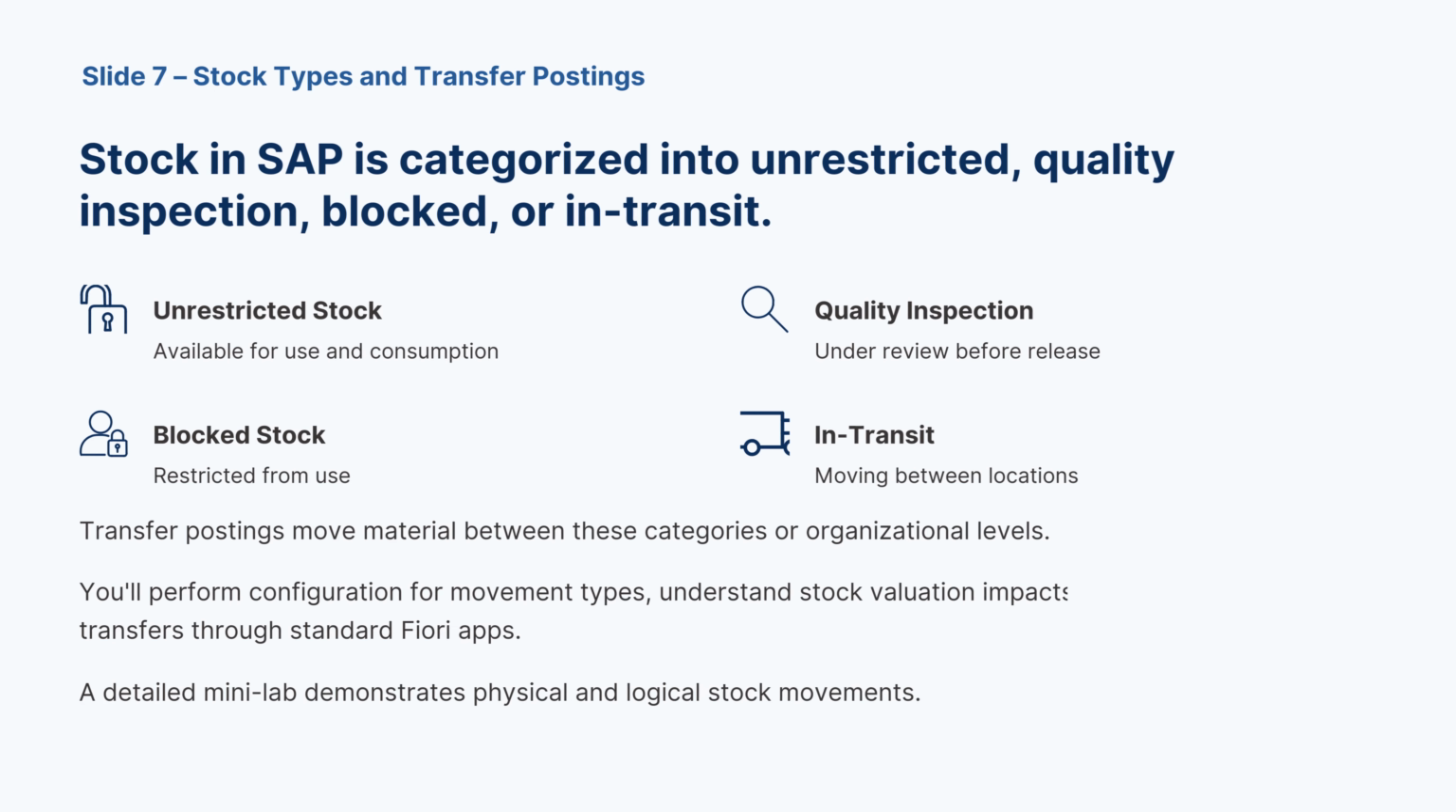Stock types and transfer postings. Next, we'll explore stock categories such as unrestricted, quality inspection, blocked, and in-transit stock. You'll understand when to use each type and how to move material between them. We'll configure and test transfer postings for both intra-plant and interplant scenarios, ensuring that valuation and financial postings stay accurate. Each concept is reinforced through guided labs.